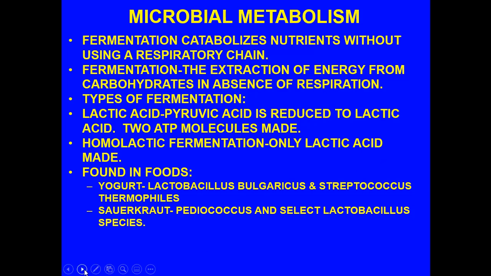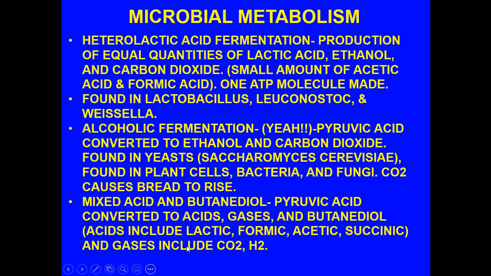But if we go from homolactic fermentation, we can go to heterolactic. This is different. We have the production of equal quantities of lactic acid and either ethanol and carbon dioxide, with a small amount of acetic acid and formic acid, but it's very inefficient. You only have 1 ATP molecule made. It's found in Lactobacillus, Leuconostoc, and Weissella.